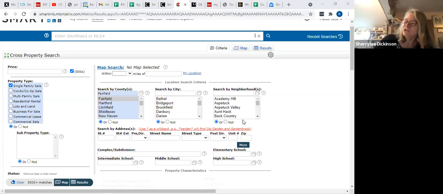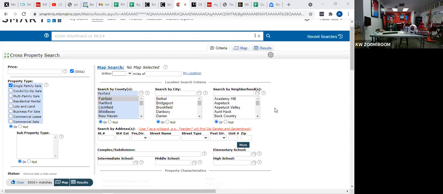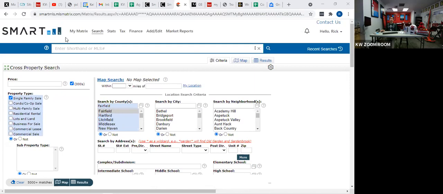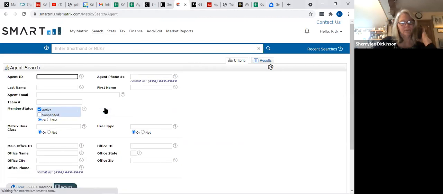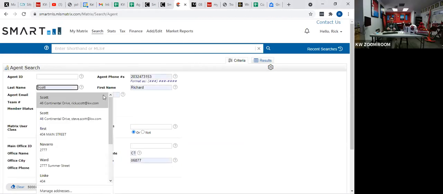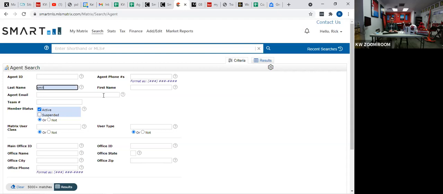And Rick, you said compare yourself to a competitor. Is that something that I would have access to? You know, if it's a Coldwell Banker or whatever, would I be able to do that? Sure, you just look up, so if you go to search agent, and you know that you're up against Tom Smith.